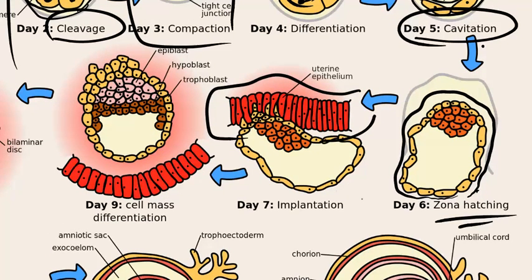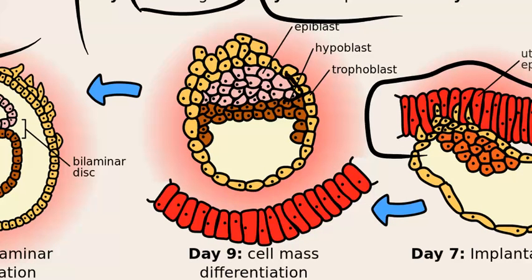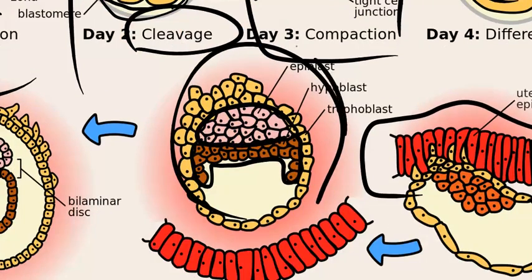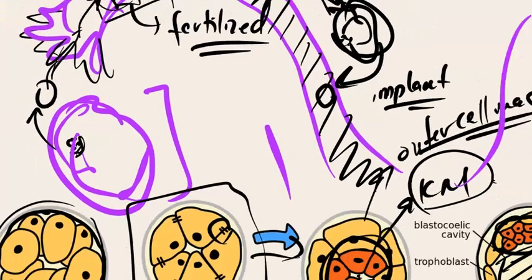Once you get the implantation, this inner cell mass, which is going to become your embryo proper, is now going to differentiate into your epiblast and your hypoblast. That's what we're seeing here. This right here is your epiblast, and this is your hypoblast. Epiblast and hypoblast come from the inner cell mass, which is also called the embryoblast. All that is surrounded by a trophoblast, which is going to become your placenta. All this stuff is already implanted. At this stage, it's no longer out here. It is implanted.